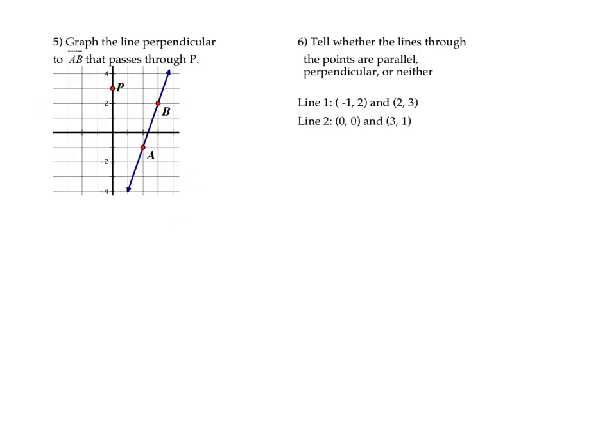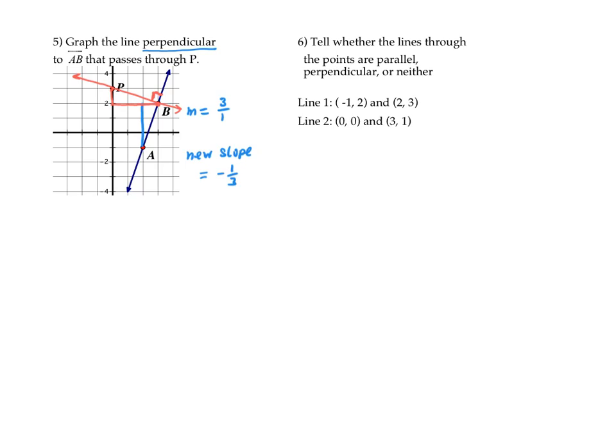Number 5, we have to graph the line perpendicular to line AB that passes through P. So the slope of line AB looks like it's positive 3 over 1. So our new slope has to be equal to negative 1/3, right? Their slopes are negative reciprocals. So I want to start at point P and come down 1 and then go over 1, 2, 3. Just so happens that I hit point B, so there would be my perpendicular line. So perpendicular lines have slopes that are negative reciprocals.